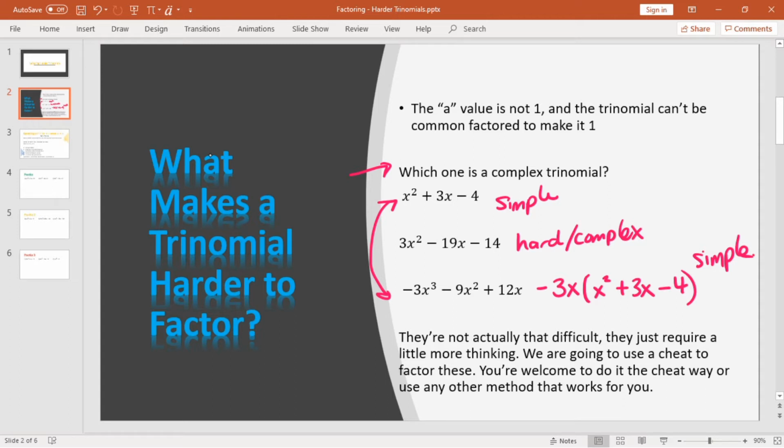So I keep saying harder and complex, like this is going to be a really big challenge. They're not that much harder. There's just a little more work. And I'm going to use a cheat or a trick that is kind of based in decomposition, which is one of the methods, but it's very time consuming. So I find that this trick is nice and fast. So that's what I'm going to show you. But if you have another way of doing it, by all means, go for it.